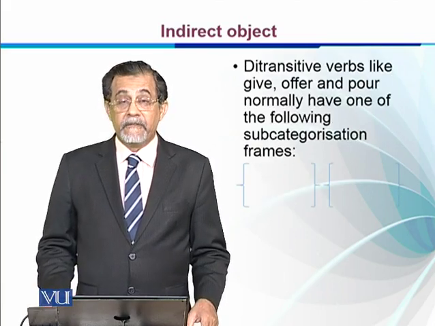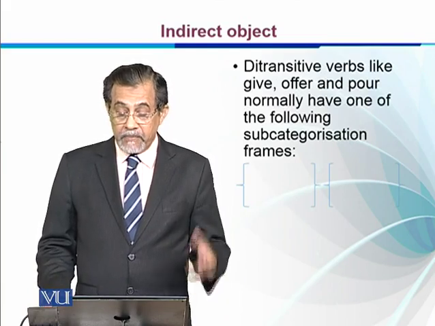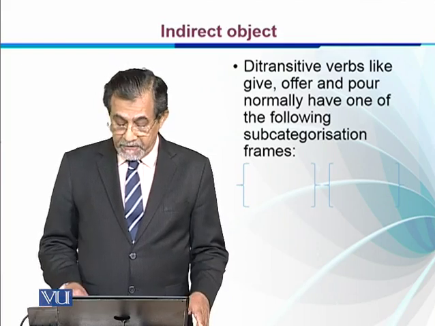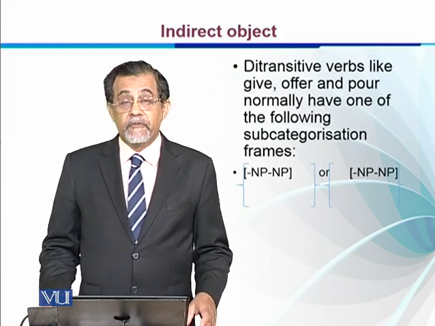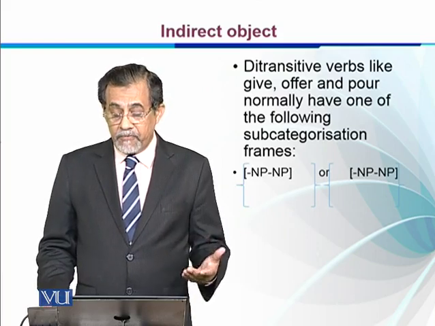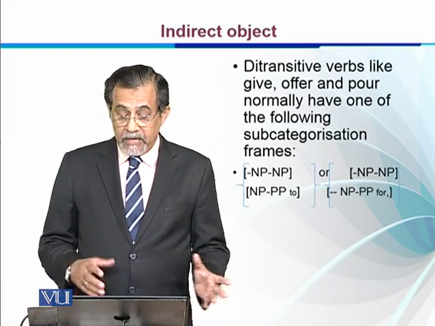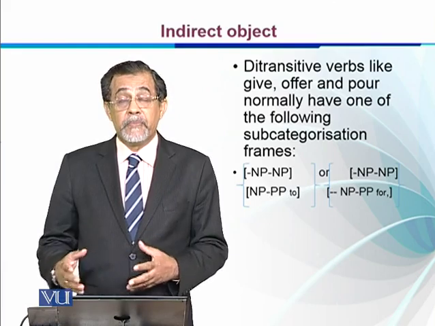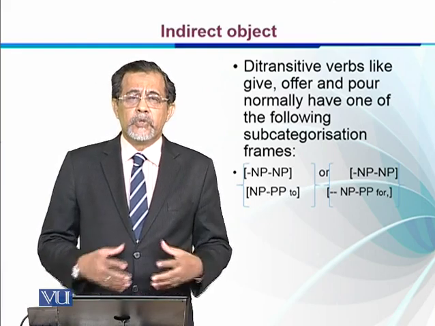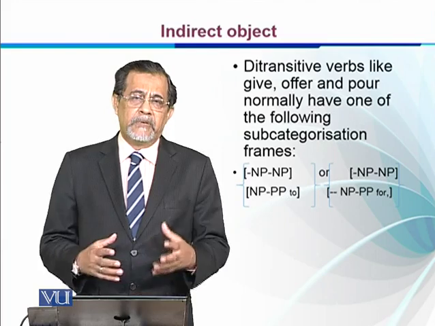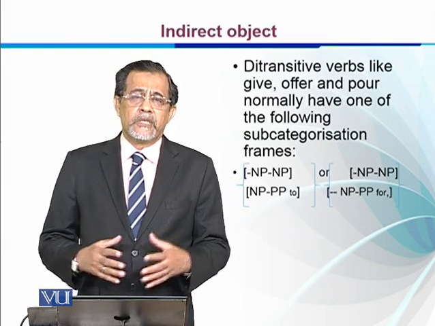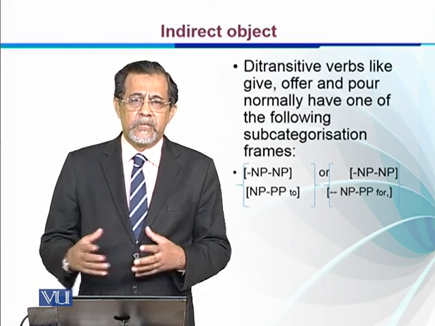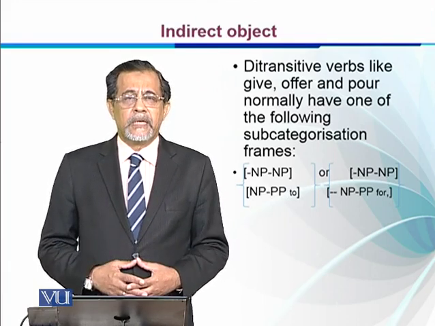Ditransitive verbs like give, offer and pour normally have one of the following subcategorization frames. They can have a noun phrase and a noun phrase, or a noun phrase and a prepositional phrase with "to," or a noun phrase and a prepositional phrase with "for." So these are some complements of the predicate that we've been discussing, right? So there are adjuncts, there are direct objects, there are indirect objects.